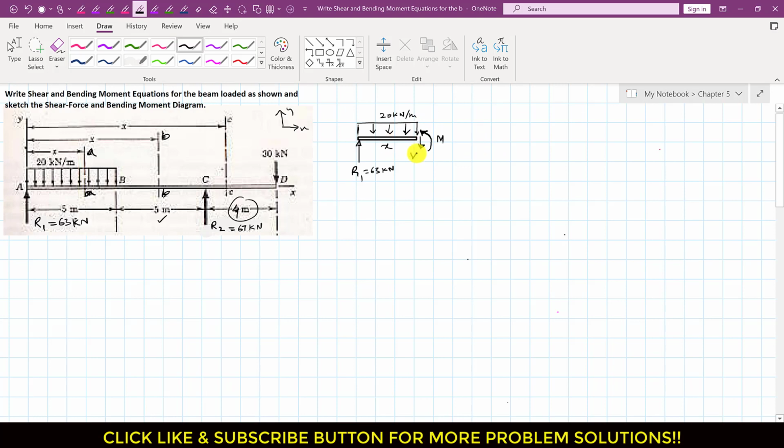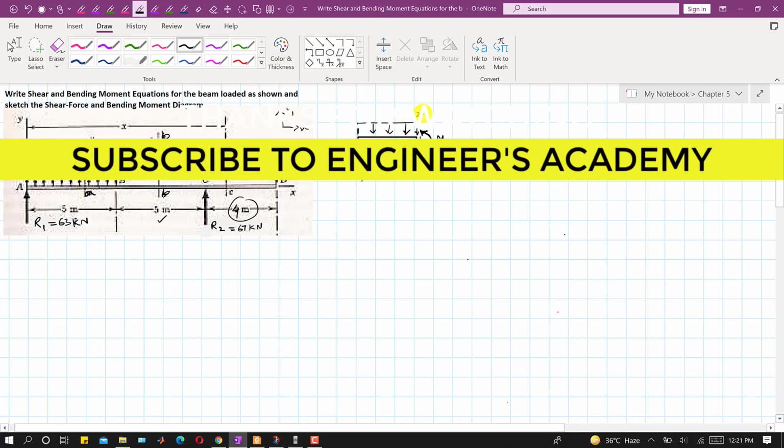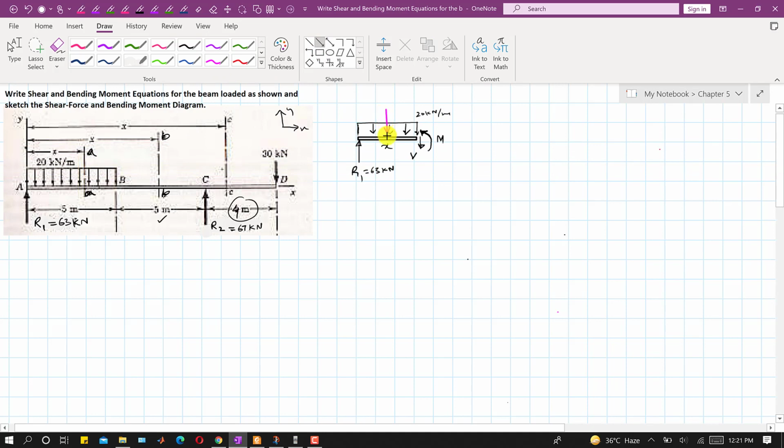So to find this shear force and bending moment equation, we will replace again this distributed load by its corresponding concentrated load, right? So this is 20 kilonewton per meter. That concentrated load will be equal to the area of this distributed load, which is 20 times x, right? So I will write that this is 20x kilonewton, right?